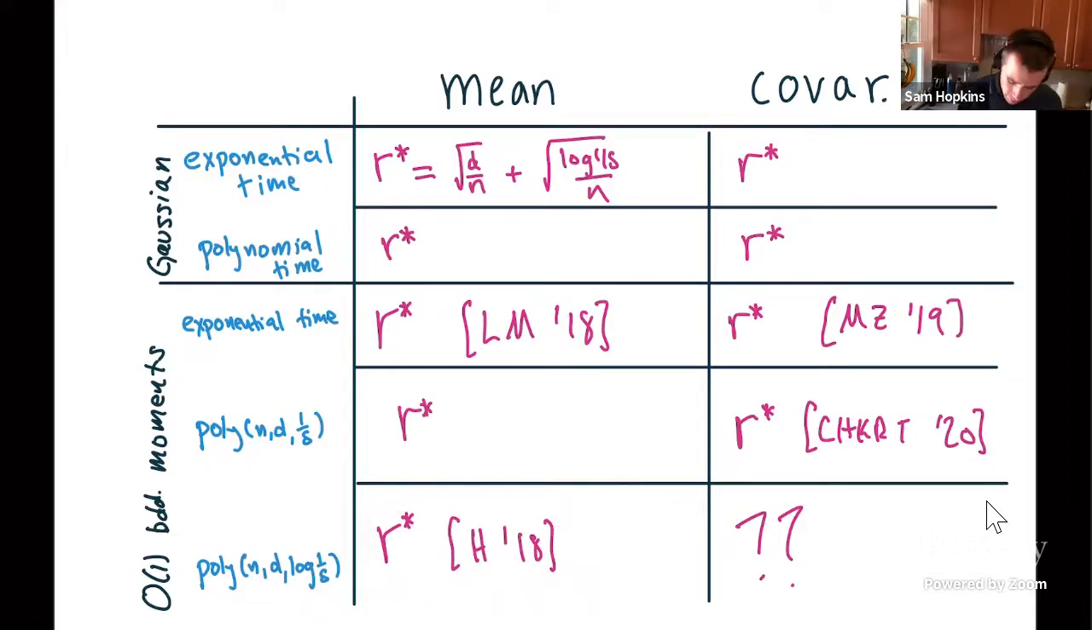And that means, of course, you can do it in this slightly slower running time, poly(n, d, 1/delta), which is more than slightly slower. It's exponentially slower with respect to delta.